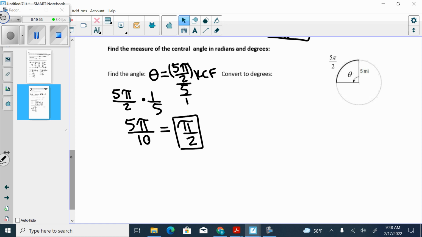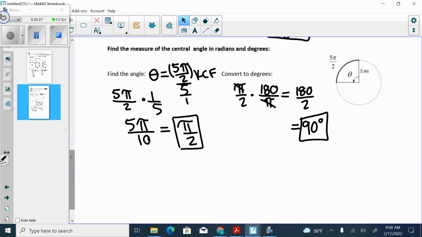So here is theta in radians. They want us to now convert this radians into degrees. So how do I convert from radians to degrees? I should have pi over 2 times 180 over pi. Whenever I multiply, what's going to happen to the pi's? They go away. So I've got 180 over 2. Very good. So our theta in radians was pi over 2, but in degrees is 90.